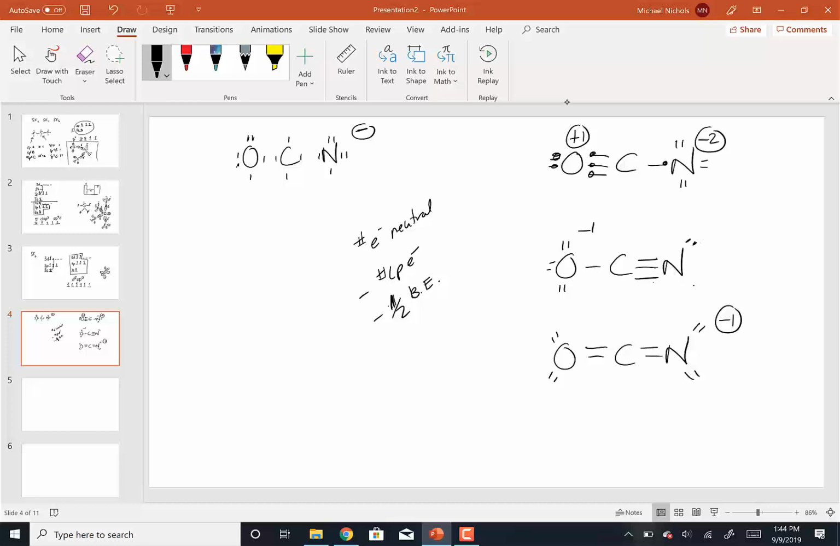Did anybody have any other ones? I always ask that and see how creative people are. At this point, if you're creative, you're probably wrong. But again, you want to check each one of these. Okay, so I've got 3. I've got A, and I've got B, and I've got C. So here are my 3 resonance structures for OCN minus.